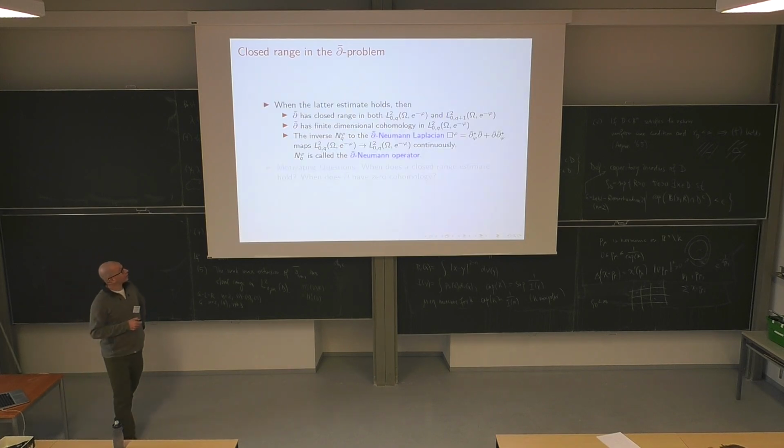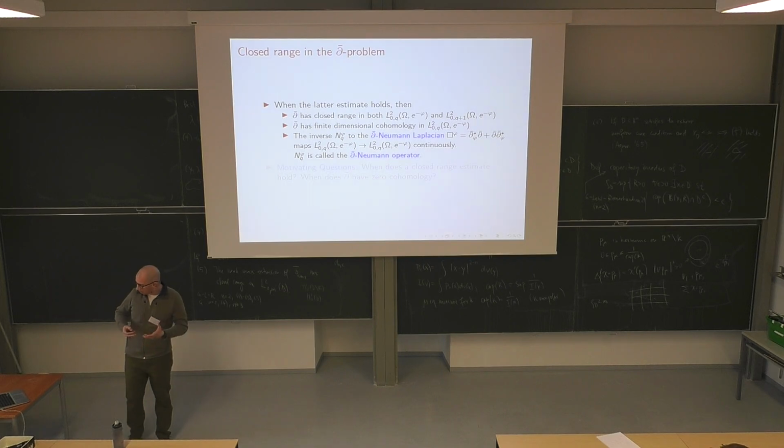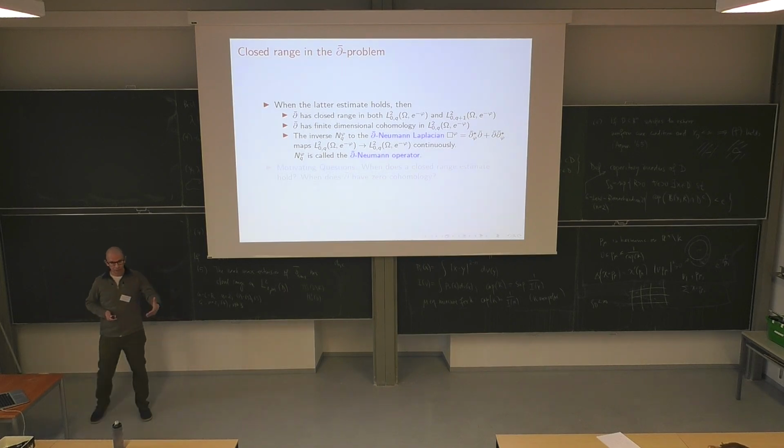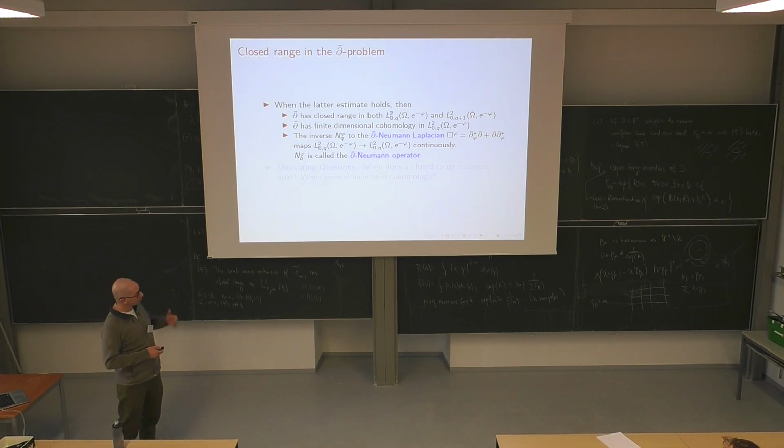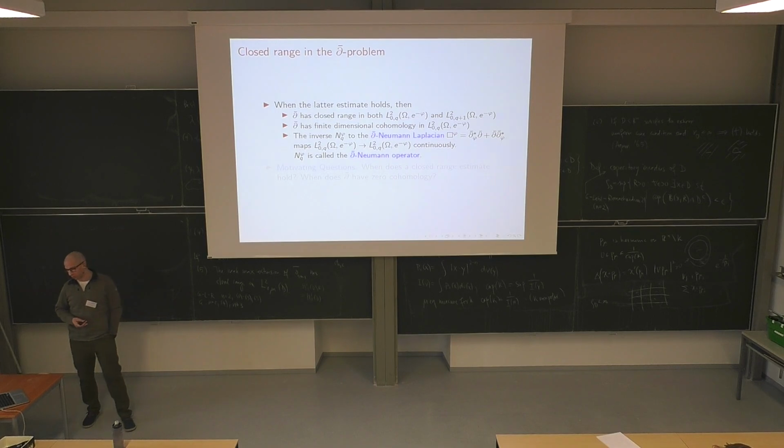And when this latter estimate holds, d-bar has closed range in (0,q) forms and (0,q+1) forms. d-bar has finite dimensional cohomology, and the inverse to the d-bar operator exists. It's called the d-bar Neumann operator. So this is the d-bar Neumann Laplacian box, and the inverse is a continuous operator.